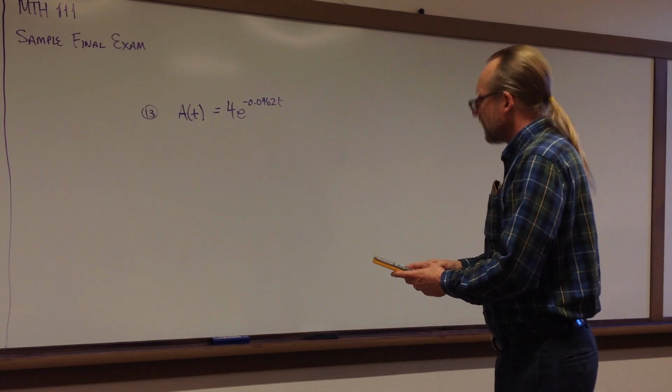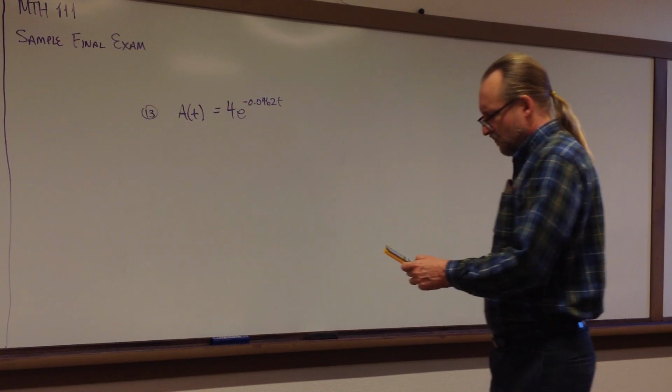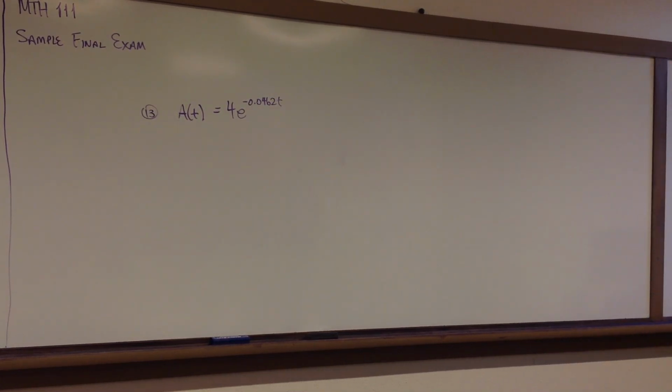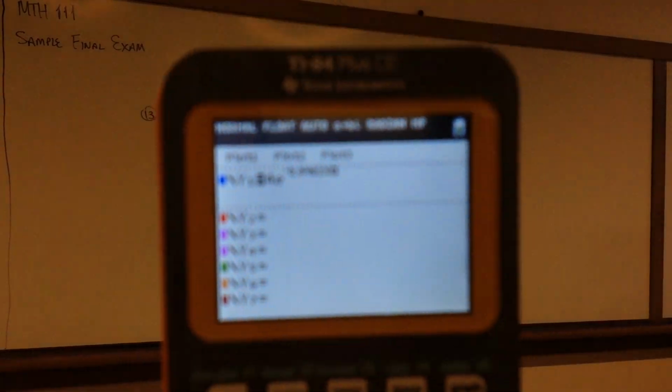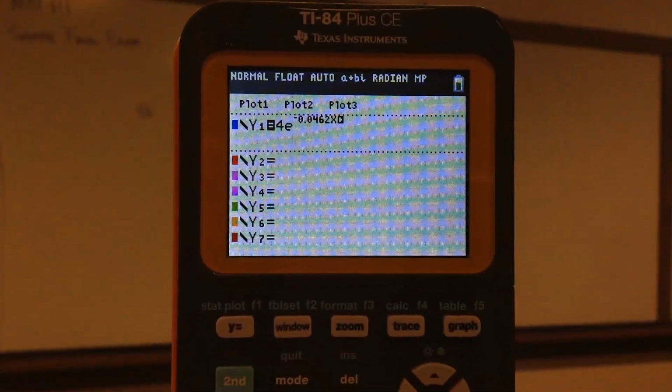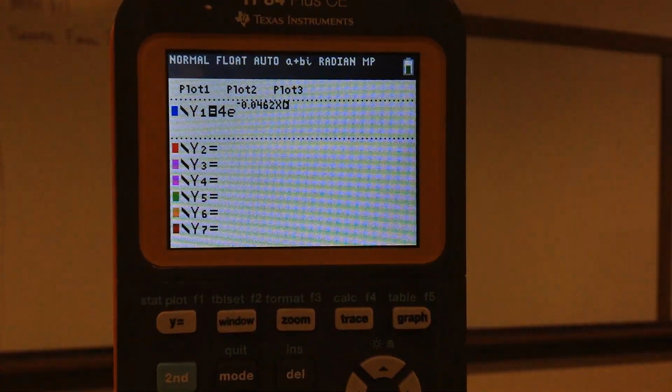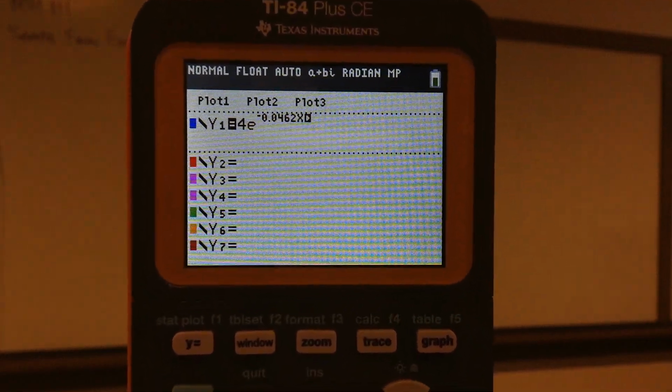Negative 0.0462x. Okay. So there's what we're graphing. 4e to the negative 0.0462x. And then we hit the graph key.